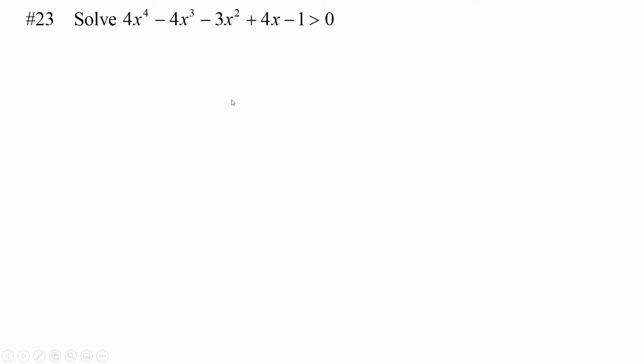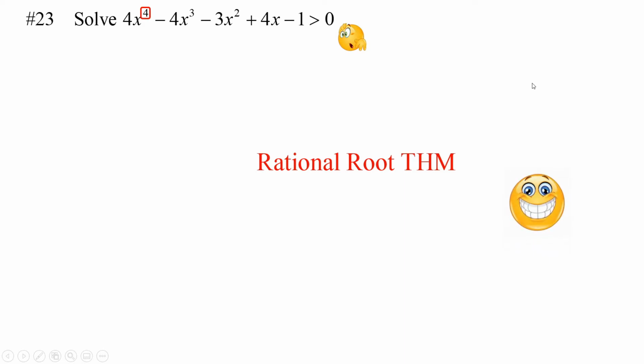Again, picture what we're talking about. Solving a quartic inequality. I mean, right there, that's intimidating. There aren't too many people on the street that can go out and solve this thing. But you guys have the rational root theorem, and with that, you can solve just about anything. All right, rational root theorem, exciting.